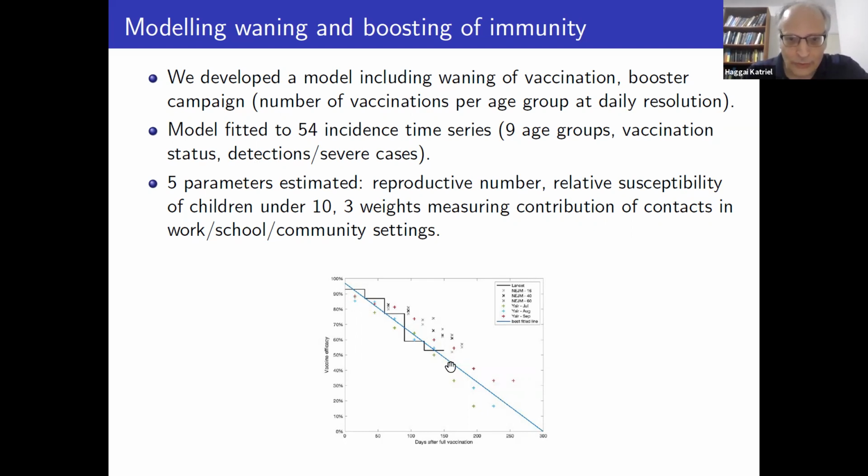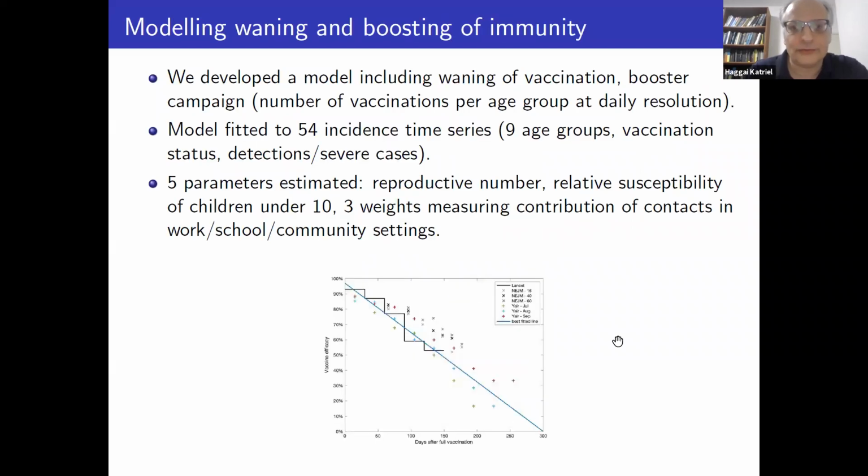Here, what you see is, based on the data that we have available, the waning of immunity. See, it's pretty bad. This is based also on data from the literature and on our own data. It goes down very low after half a year or so. The waning is really strong, about 10%. The efficacy goes down 10% a month.